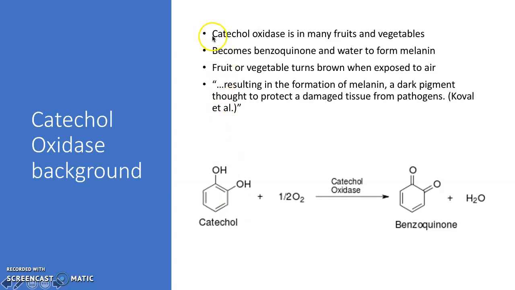So catechol oxidase is present in many fruits and vegetables, and its products are benzoquinone and water, which forms melanin, which melanins are polymers that turn the fruit brown when it's exposed to air.